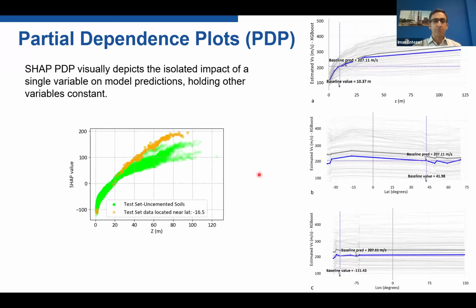Then we looked at the depth SHAP values, which show the impact on the model's predicted results for depth. It was interesting to see that these orange, highlighted points are the data from locations near this region with -16 latitude. It makes sense that for this region, depth contributes more to the predicted results, given the deeper water table and higher effective stress. So these are all examples to show how we can interpret machine learning results.